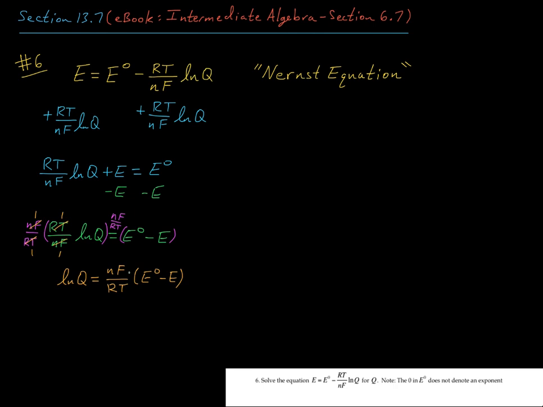Okay, so now to finish, well, the logarithm here has a base of E. So I'm going to take that base of E, raise it to this power, and that's going to give us Q. So the punchline here is that Q is equal to E to the NF over RT times this quantity E0 minus E. All right, kind of a mess.